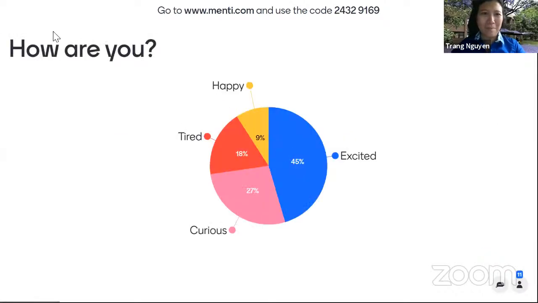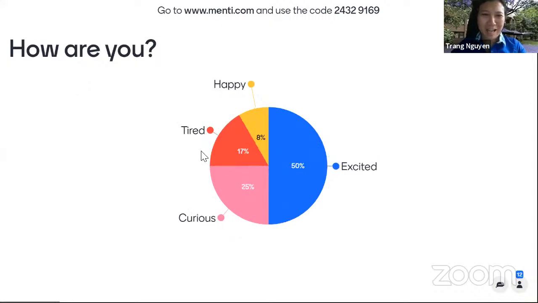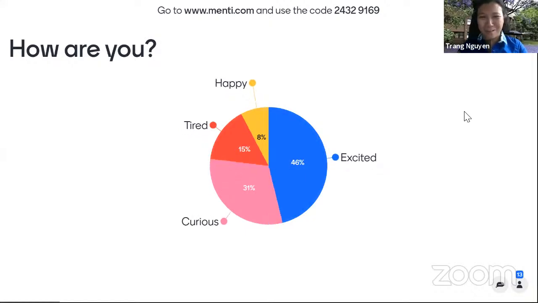The first question is to check the mood and the momentum in the room. Are we tired, or are we still curious? Do we still have the right energy to continue with my session? I see that half of you are still excited, some happy, some are tired. I'm sorry. I hope that you will still find the session useful and be able to continue to the end. Wonderful. Thank you very much for those who have input your answer. I will close this question now and move to the next one.